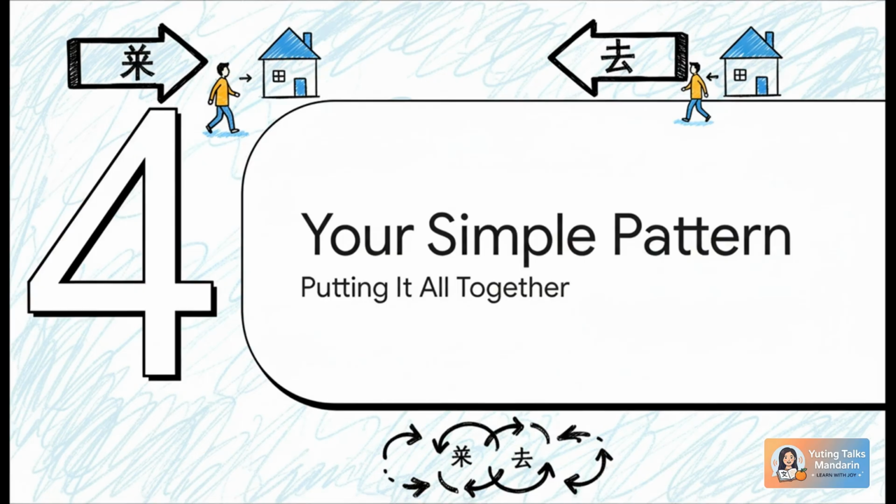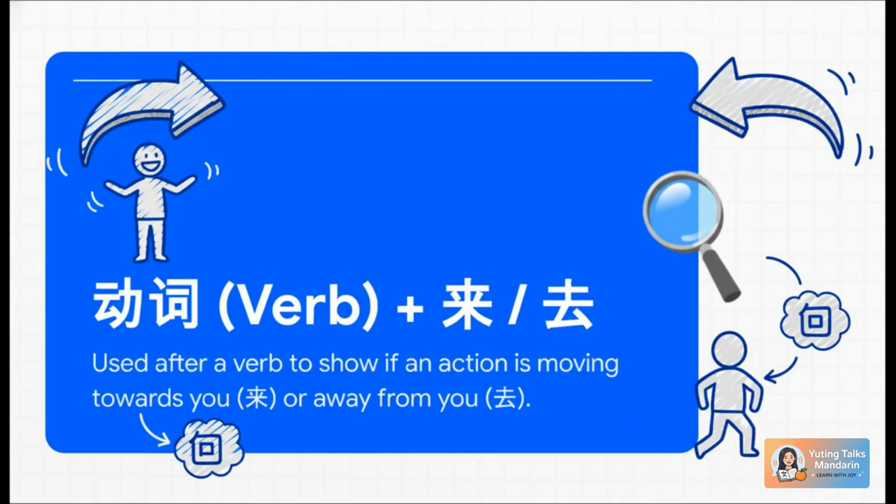So we've got our two pieces of the puzzle, lai for towards and chu for away. Now, let's snap them together and look at the simple pattern you can start using right now. Here it is, the whole shebang. The pattern is just verb plus lai or chu. You take a verb like hui, which means to return, and you just stick one of those two little words on the end. Verb plus lai, the action's coming your way. Verb plus chu, it's heading off somewhere else. It really is that straightforward.